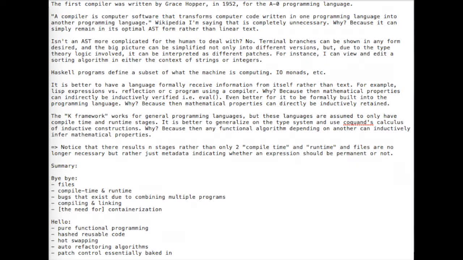Okay, so bugs that exist due to combining multiple programs, you can say goodbye to those, because basically everything will be one program, if you will, because we're kind of changing the idea of different programs using each other and sharing files or streams into kind of being functions of each other, or maybe meta functions of each other with types. So compiling and linking, goodbye to that, because who needs compiling and linking when you're always working with a syntax tree as it is, which I've already shown you can do with a simple programming language.